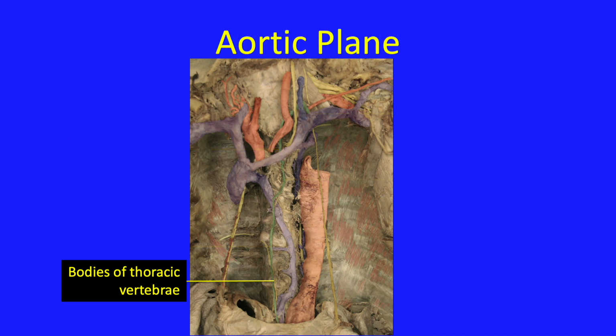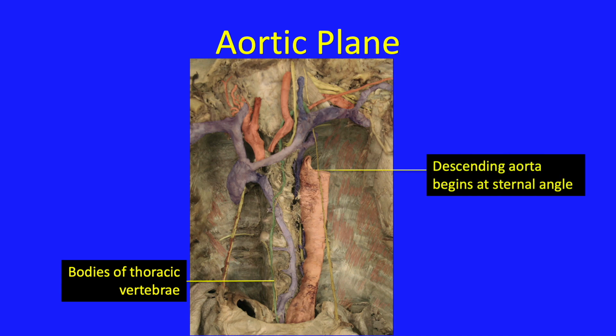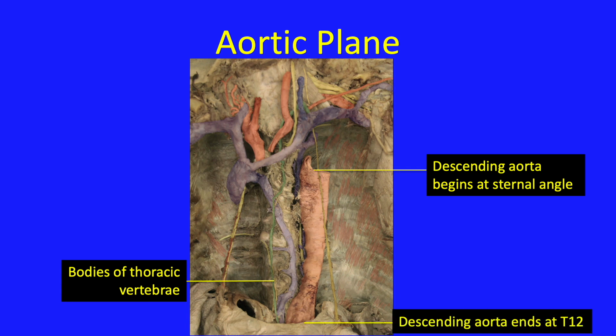Focusing on the same image, we again concentrate on a major structure representing its own individual plane, the descending aorta. By definition, the descending aorta starts at the same level as the ascending aorta and ends at the T12 level, where it enters the abdomen posterior to the diaphragm.